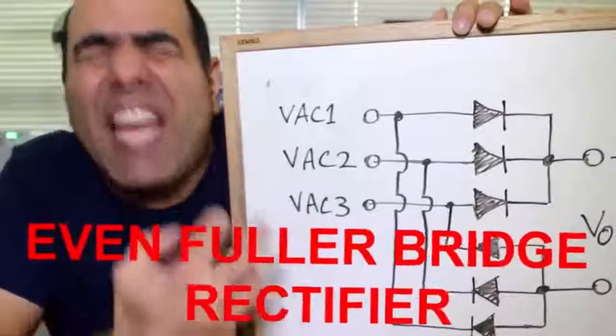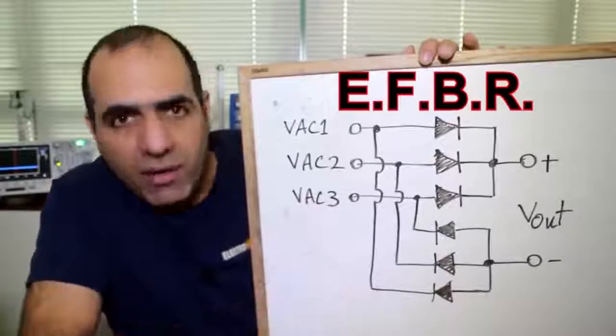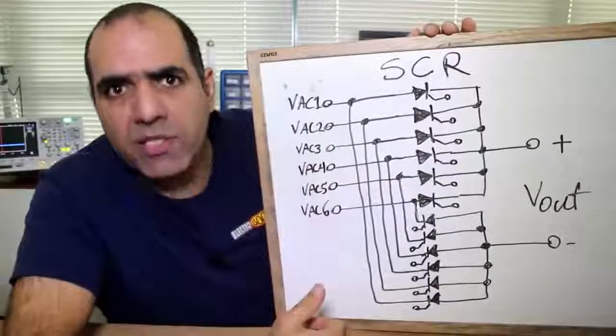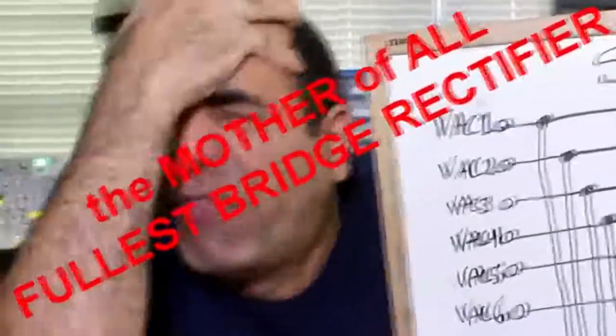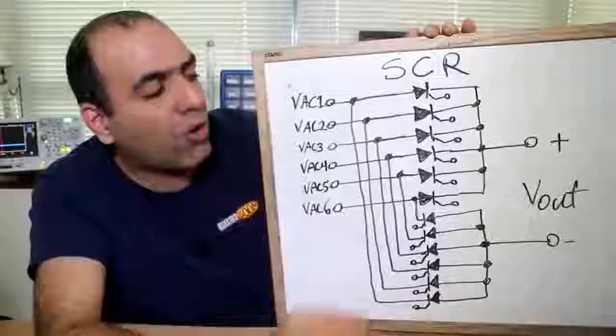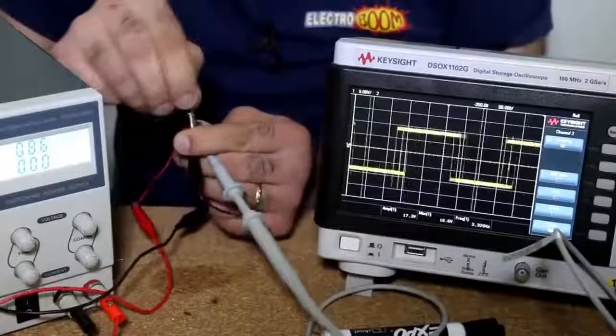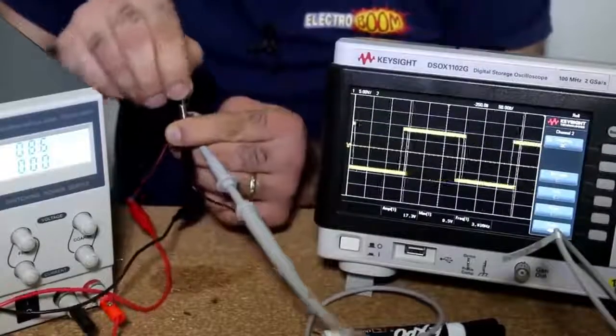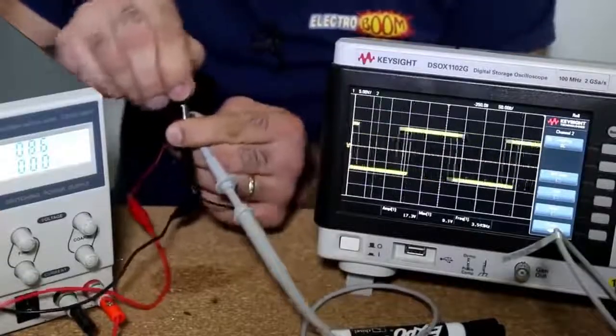Now we can use a 3-phase, even fuller bridge rectifier, or EFBR. Then they rectify these 6 phases using the mother of all fullest bridge rectifier, or MEHDR. Now we just need to hire a bunch of underpaid workers to switch these at 60 Hz. But is it possible to make a cordless one?